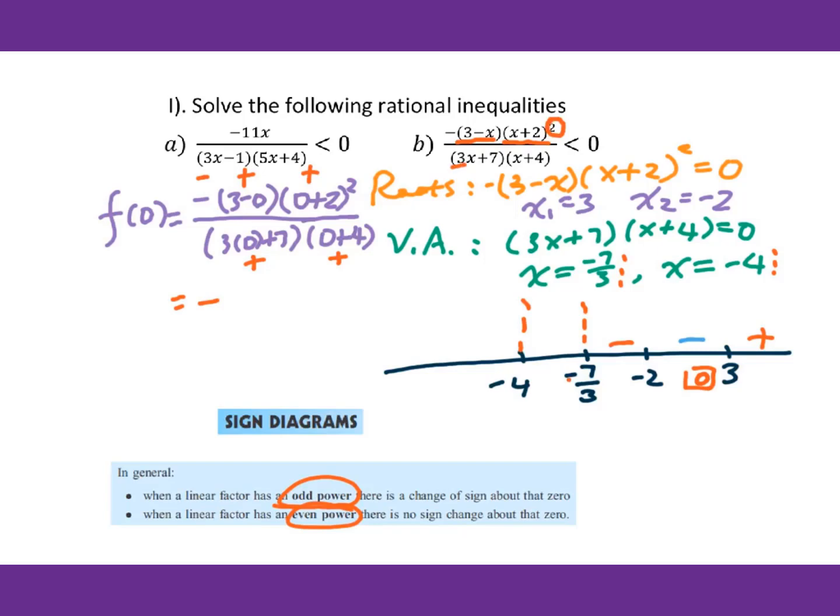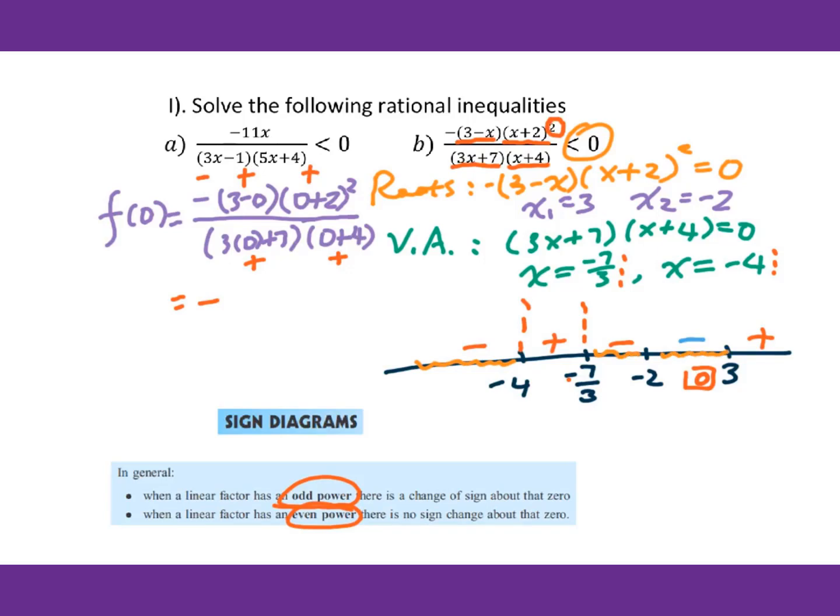-7/3, this is the factor. That's a single factor, so we change the sign. -4, x plus 4, still single factor, so we change the sign. We're still looking for less than 0. Therefore, this is the solution.